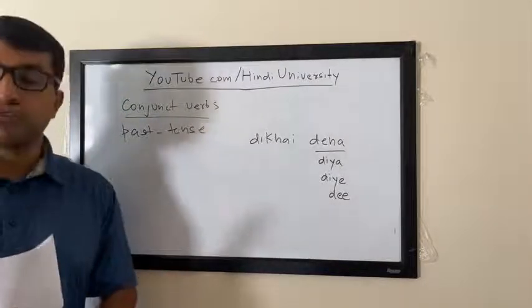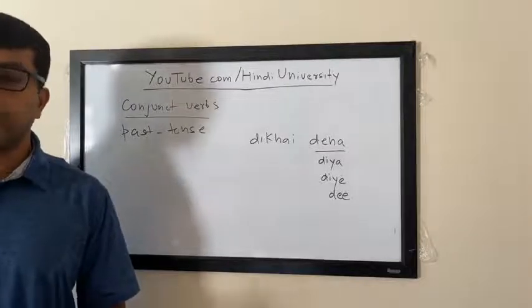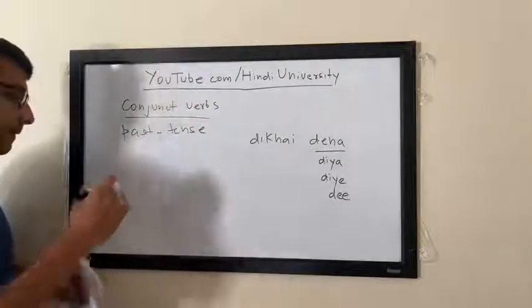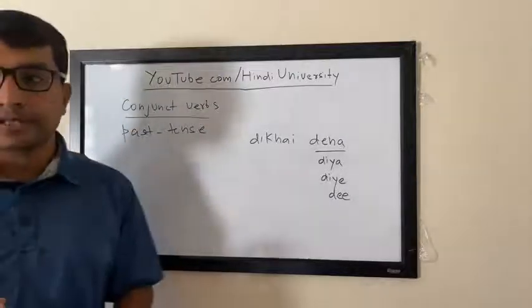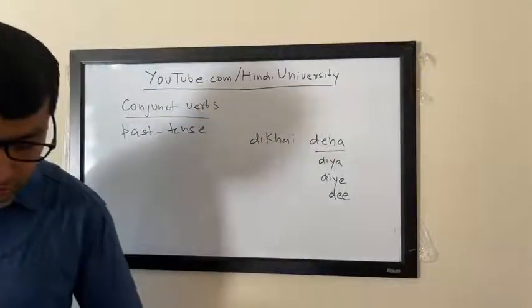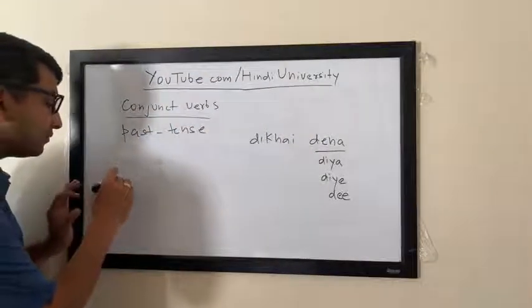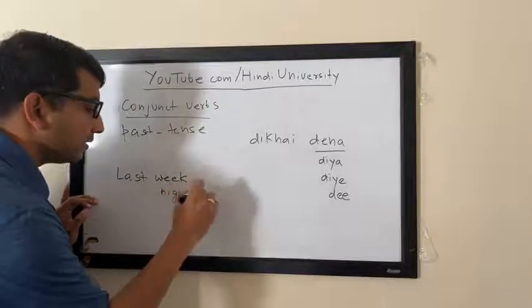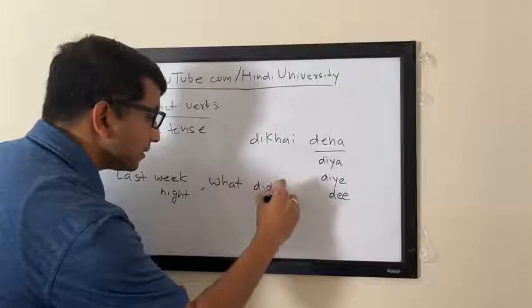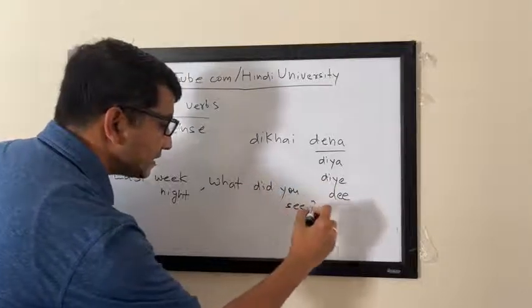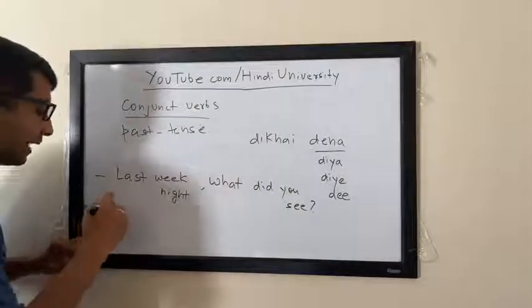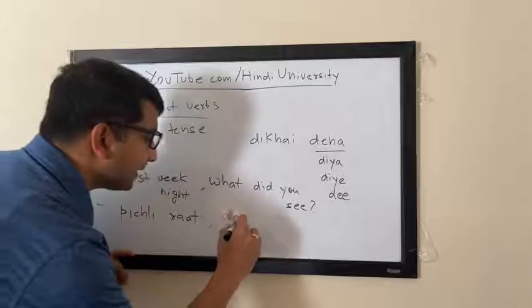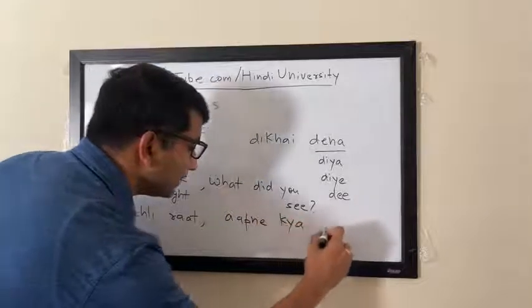So let's say you live in a place where some incident happened, and the police is trying to investigate. They can ask you what was visible to you last night. One way, you can say last week or last night, what did you see? One interpretation, you just directly write it: पिछली रात, last night is पिछली रात, आपने क्या देखा? What did you see?